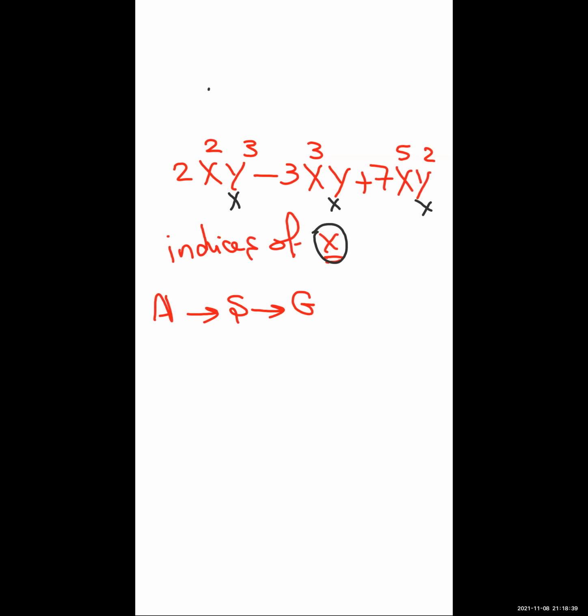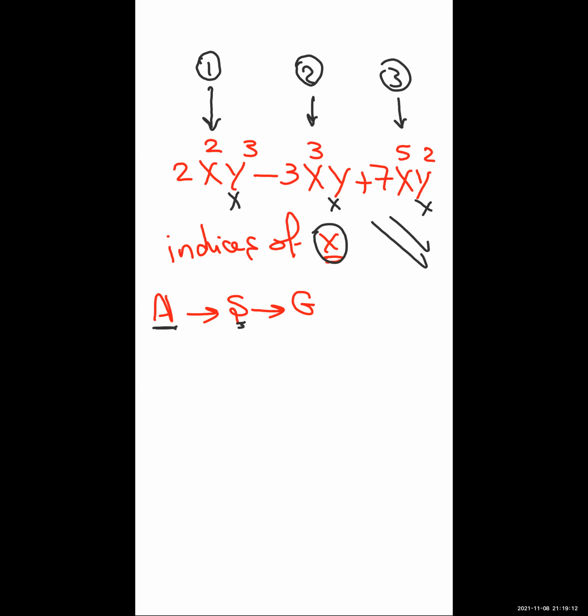Here I only care about 3x power 3 y, and 7x power 5 y power 2. Listen, okay? From the smaller, the smallest power is 2. So 2x power 2 y power 3 will be the first term, this will be the second term, and this will be the third term. So it's already arranged, right?